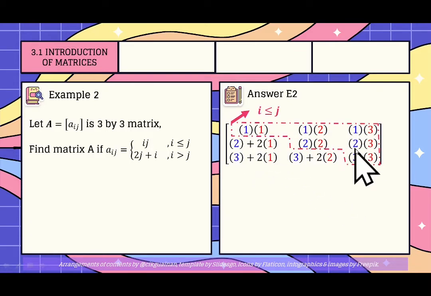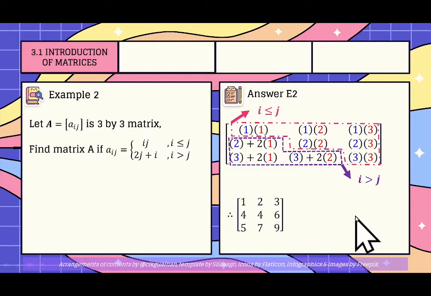Those enclosed in the purple box show that we have to multiply the row and column because the number of rows is less than or equal to the number of columns. And this one enclosed by the purple box means that the number of rows is greater than the number of columns. And this is the resulting matrix.